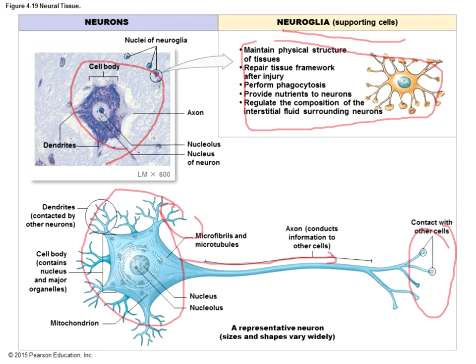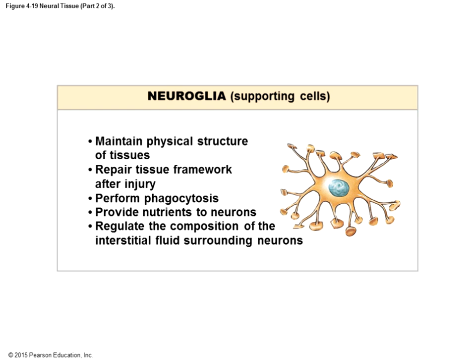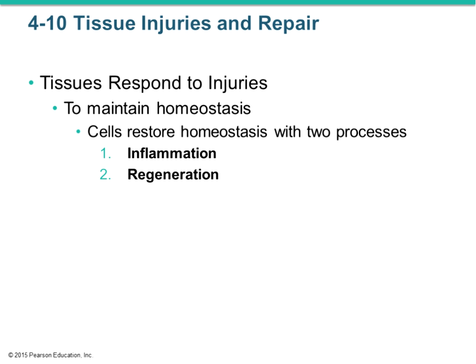So they can maintain the physical structure, repair tissue, perform phagocytosis, provide nutrients, etc. So a lot of functionality there with glial cells. And we'll look at glial cells more when we do the nervous tissue chapter later on in the semester. All right, so this is what it looks like under the microscope. These are glial cells and a neuron.